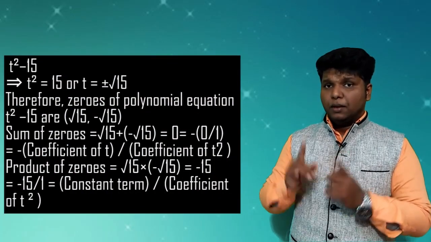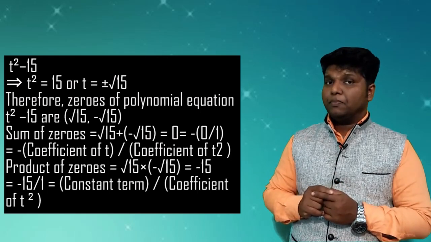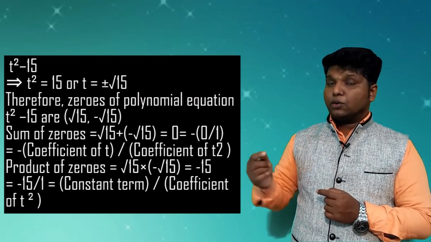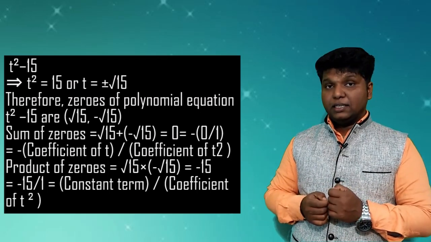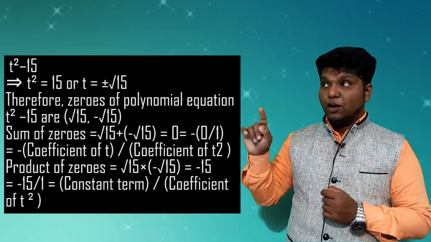t square minus 15 is equal to 0. Here also there are only two terms, so anyhow there is only a single variable. So keep it there. t square is equal to, taking this 15 to the right hand side, what will it become? Plus 15, right? So t square is equal to 15. If you want to find t, next line, t is equal to root of 15.